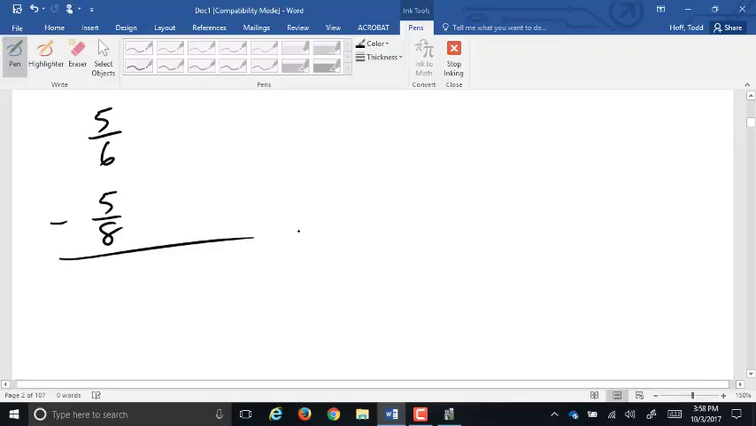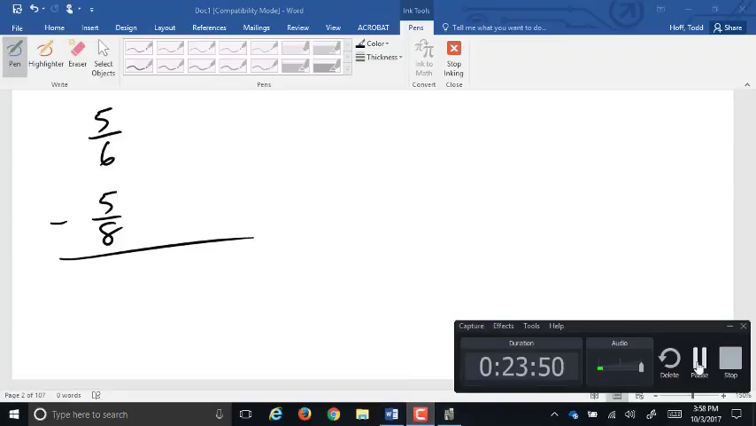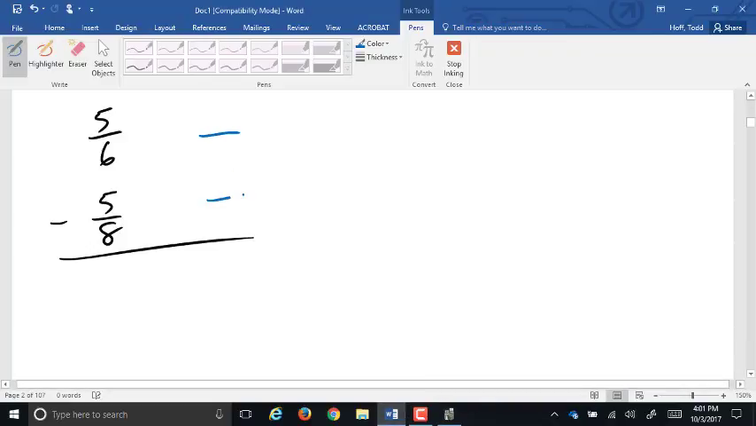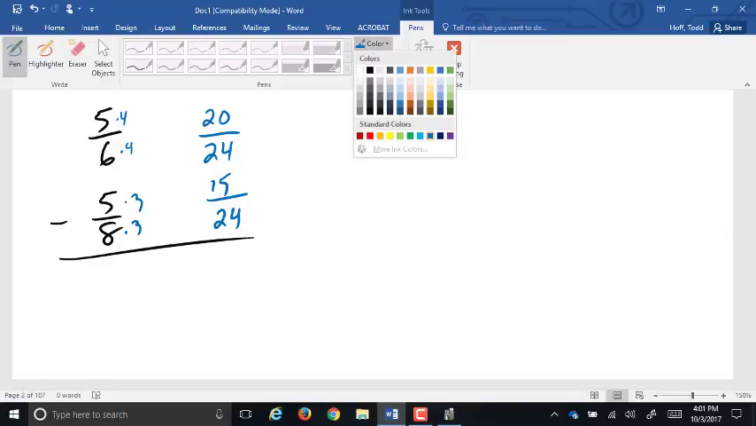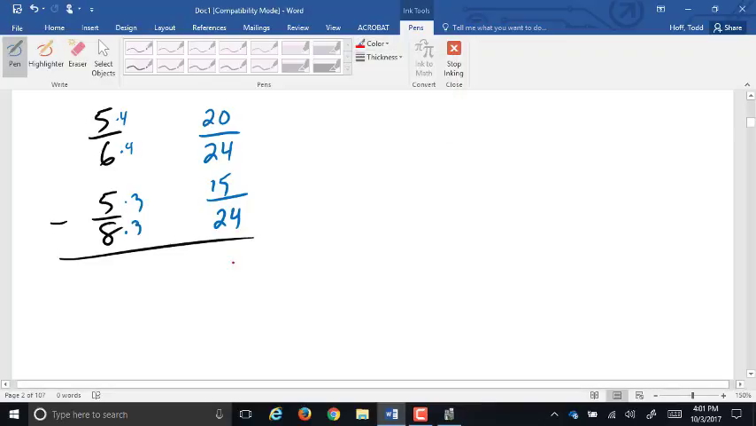I'm going to try this one in your notes. 5/6 minus 5/8. Again. What'd you come up with for a common denominator? 24. Perfect. So 5/6 becomes 20 24ths. Good. 5/8 becomes 15 24ths. We subtract to get 20 minus 15 is 5, and we keep the 24. Perfect. Okay.